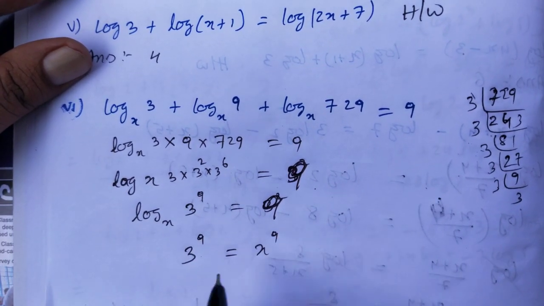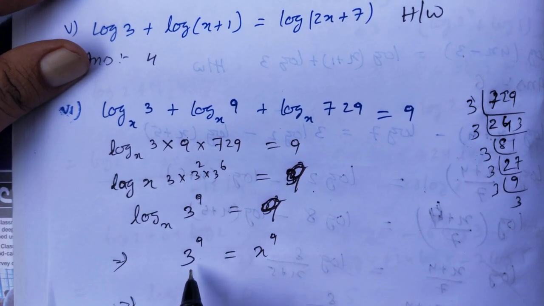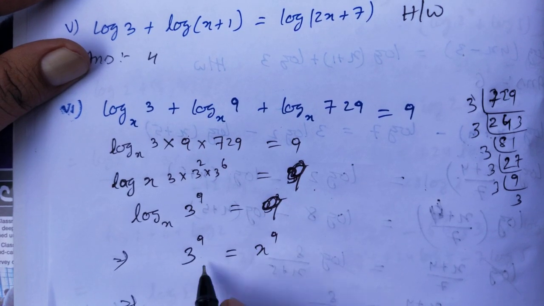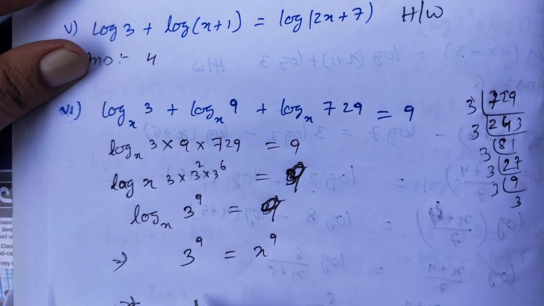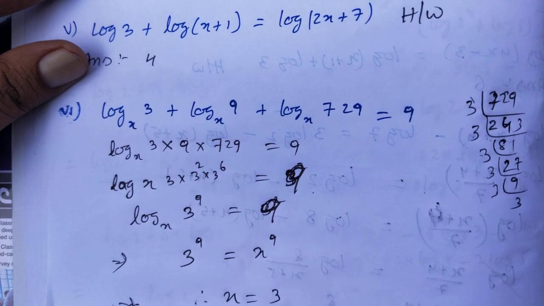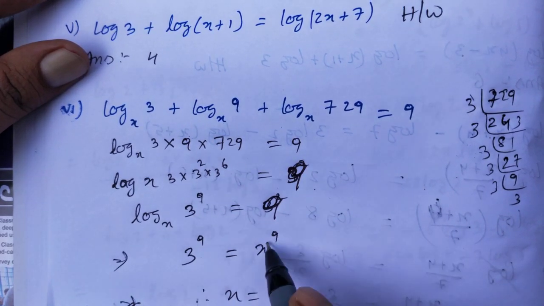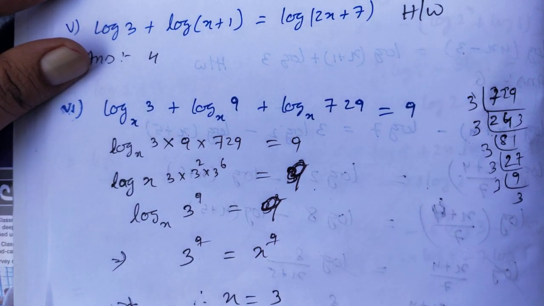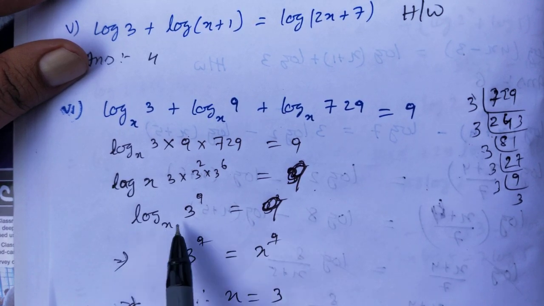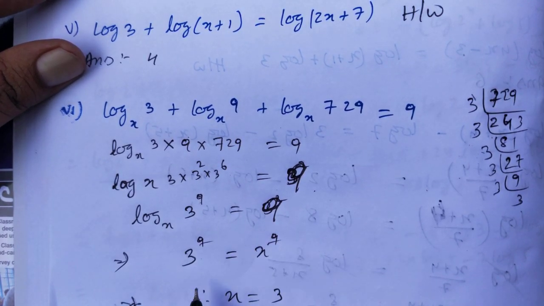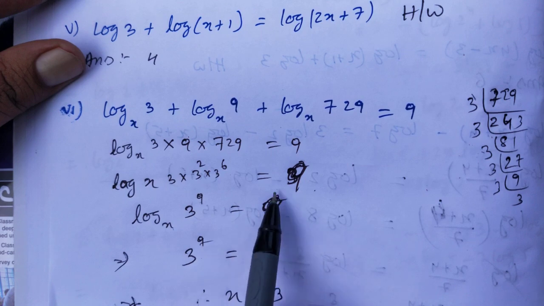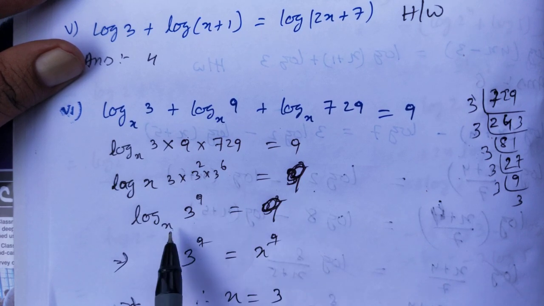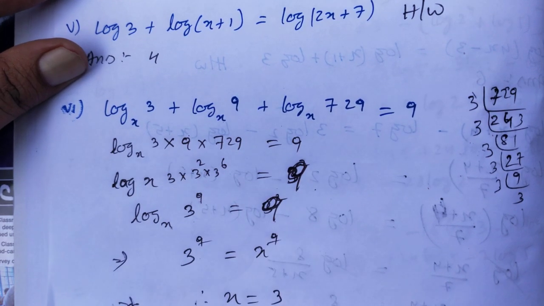Maybe x power 9. Since the power is same, base also will be same. So therefore, x will be 3. We can cancel the power, so x is 3. When you write in the exponential form, this is in log form. When you write in the exponential form, this base and this become power, okay? 3 power 9 equal to x power 9.